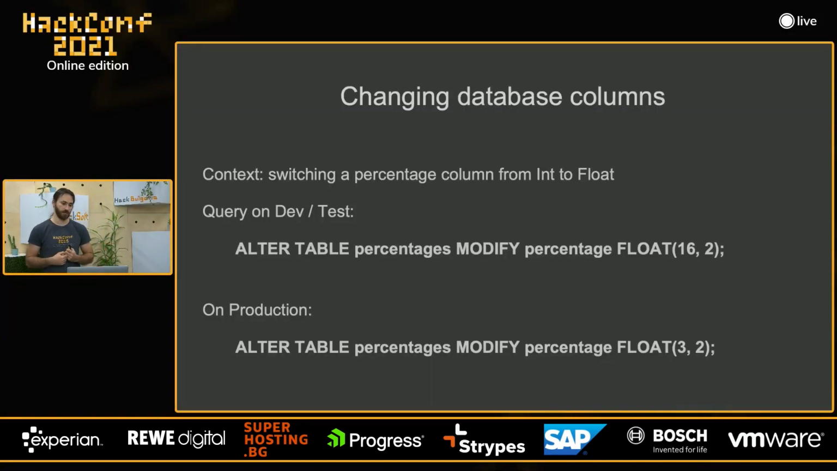And then, when I decided to run it on prod, I decided that I want to optimize. And I said, why should I have float 16.2 when I can use float 3.2? With the idea that 3 will be the integer part and 2 will be after the decimal point. Unfortunately, I found out that I have a bad understanding of what float 3.2 means.